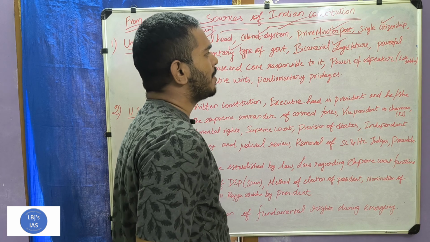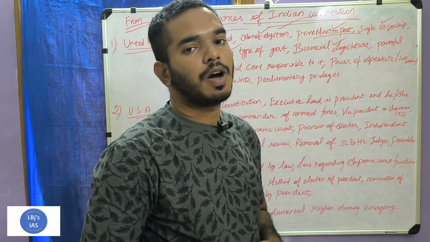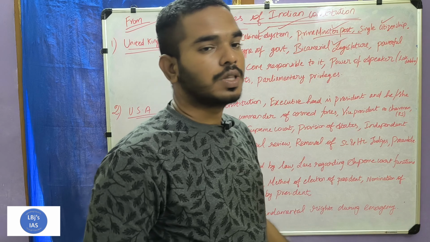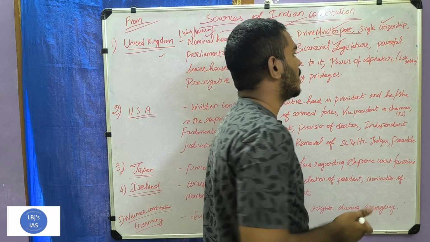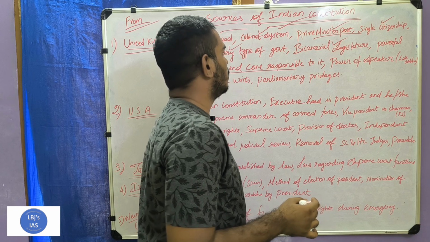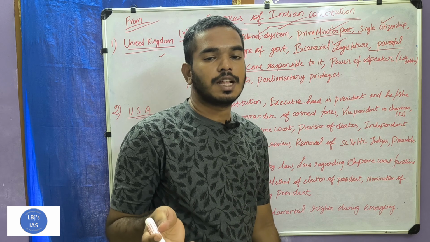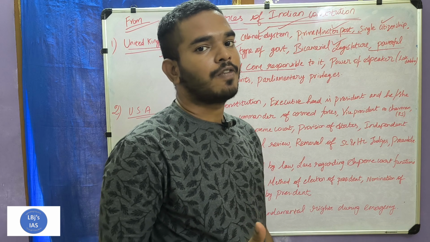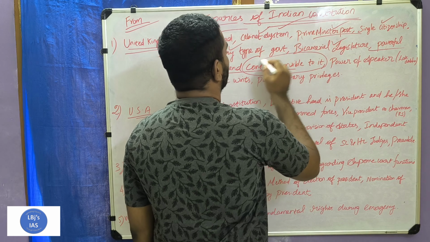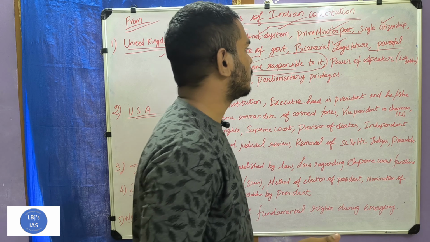Next, bicameral legislature. As already said, the parliament consists of two houses in both countries, UK and India. Then powerful lower house. In India, the lower house is the Lok Sabha, which is more powerful than the Rajya Sabha, and the council of ministers is responsible to the Lok Sabha, which is the lower house.